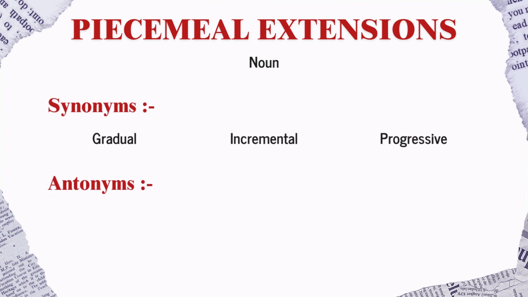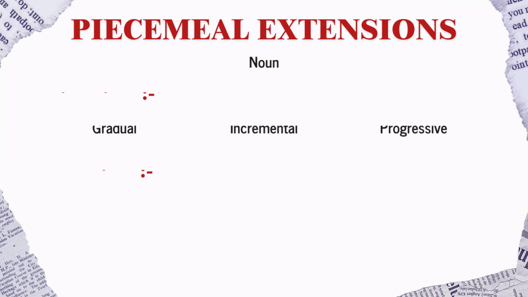Synonyms for piecemeal include gradual, incremental, and progressive. On the other hand, words with opposite meanings include comprehensive, whole, and complete.